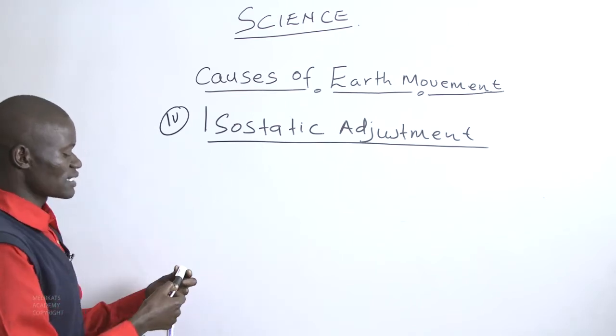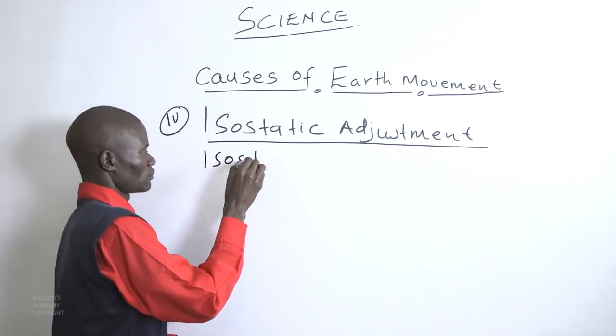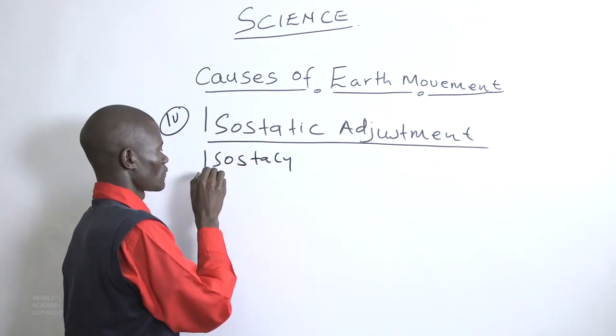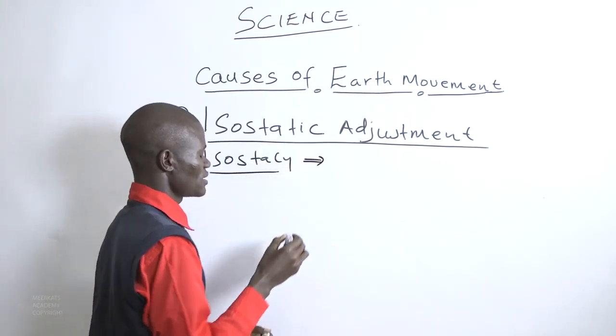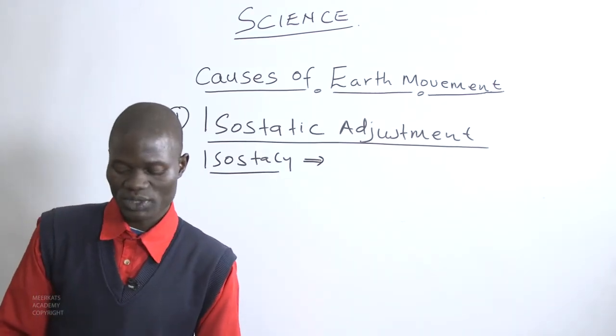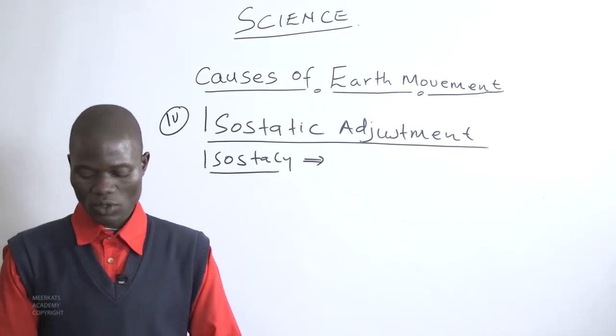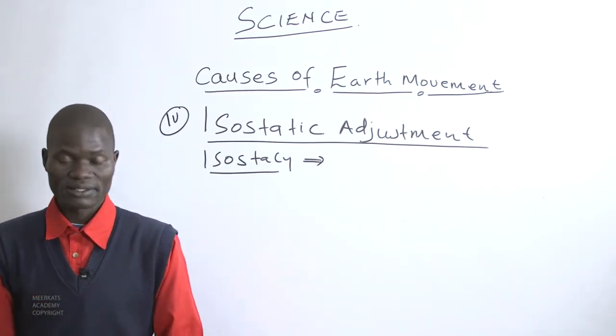The word isostatic comes from the word isostasy. And what does isostasy mean? Isostasy is the state of balance between the existing lighter upper crust and the lower heavy crust.